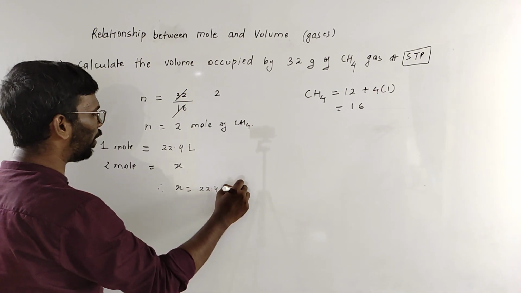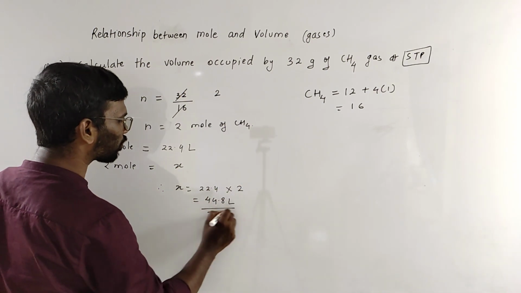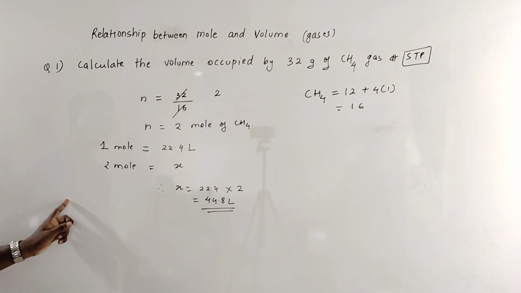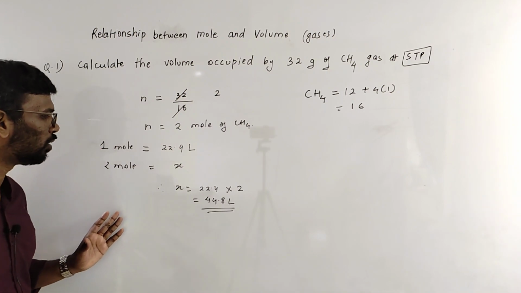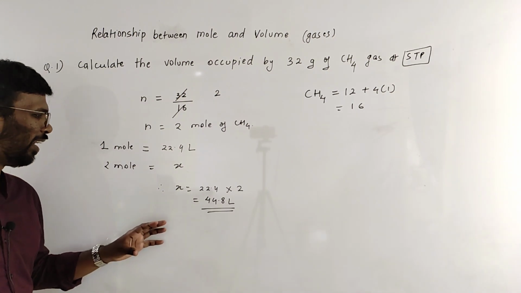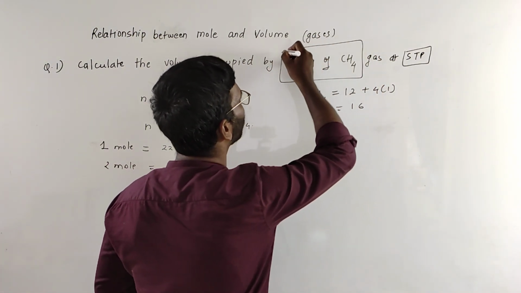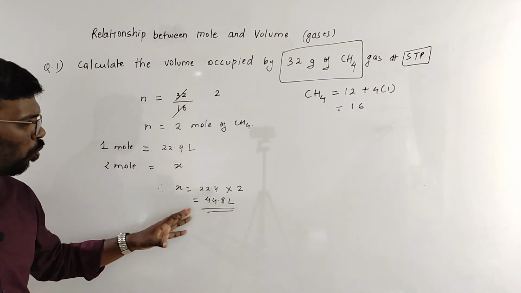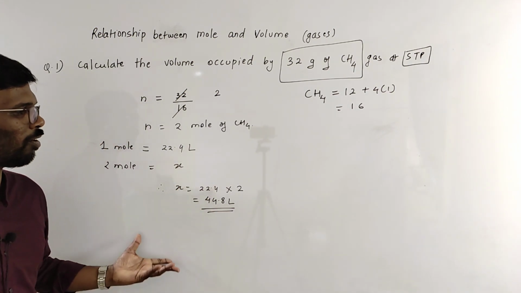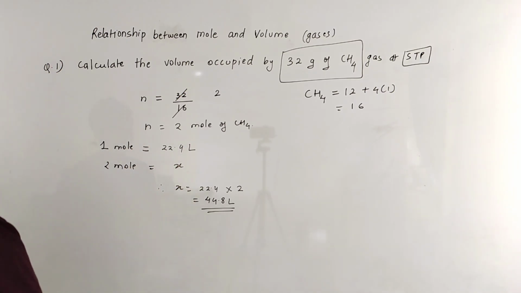22.4 multiplied by 2, which is equal to 44.8 liter. Right? So here you understand how much it is: 44.8 liter. It means if you take 32 gram of methane gas, then it will occupy 44.8 liter of volume at STP.